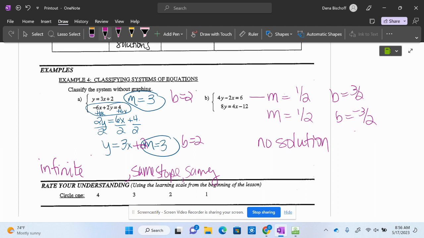Okay, I'm going to freeze that and leave those there for a second. Again, I scanned these and I will post them. No solution because the lines are parallel. They're never going to intersect.